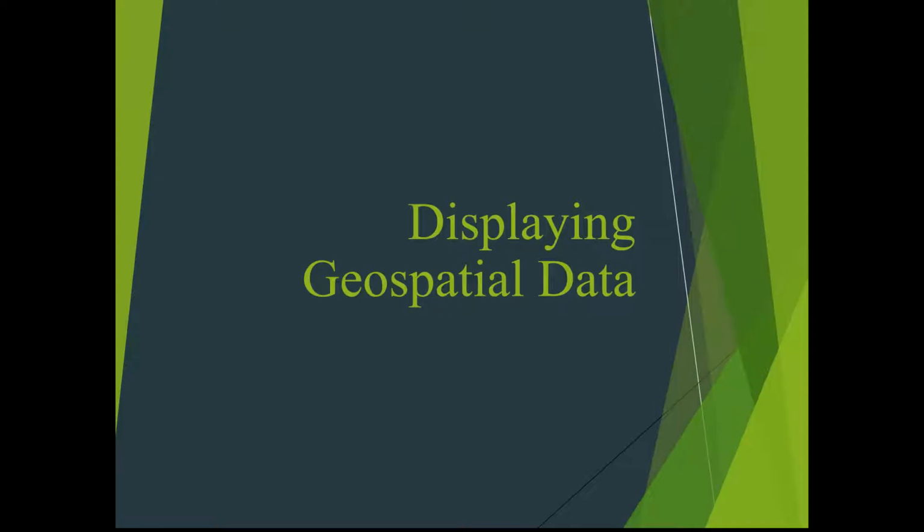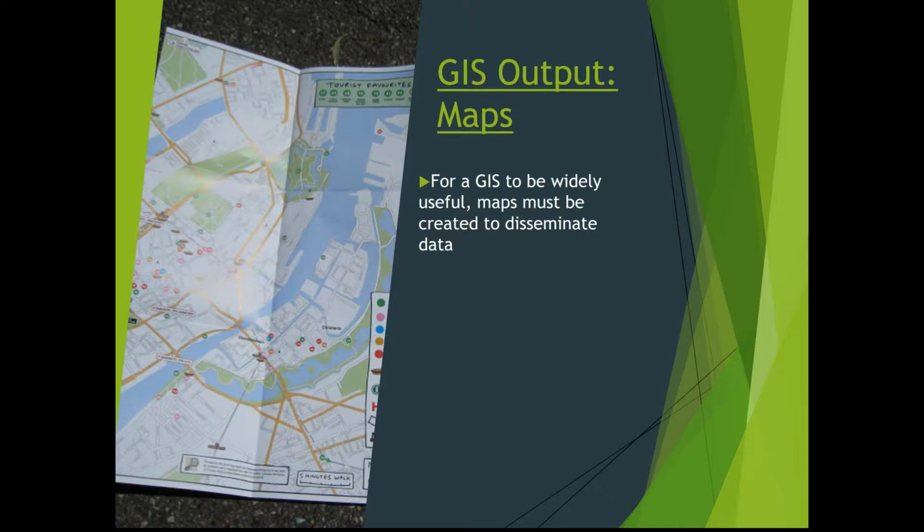Alright, welcome back. Today we'll be talking about displaying geospatial data, or visualization, which is probably my favorite aspect of GIS. So, the primary output of a GIS is a map. For a GIS to be widely useful, maps must be created to disseminate the data. That's not to say that maps are the only output of a GIS, as statistics, reports, and videos, among others, can be outputs from a GIS. However, maps are the primary means in which spatial information is displayed from a GIS.